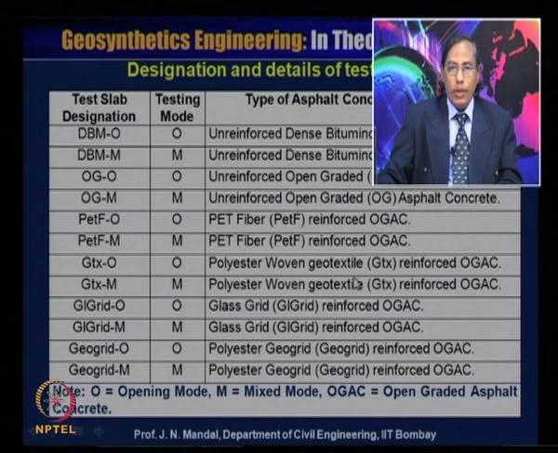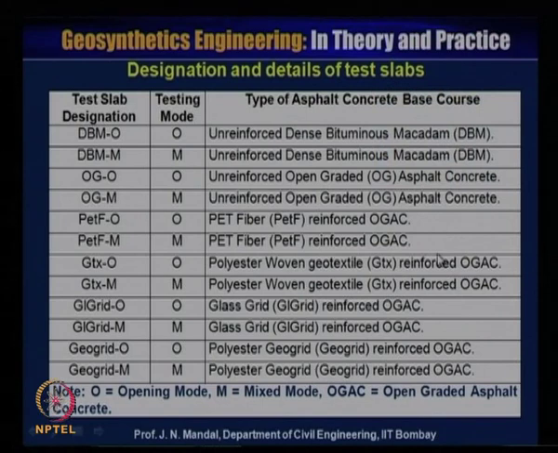Similarly, polyester woven geotextile grid reinforced with OGSC, either in the open graded or mixed mode. Glass grid also reinforced with OGSC in the open mode and the mixed mode. Polyester geogrid reinforced with OGSC in the open mode and the mixed mode. So, these are the different types of test, different types of mode, and the different types of geosynthetic material that have been used in the tests.